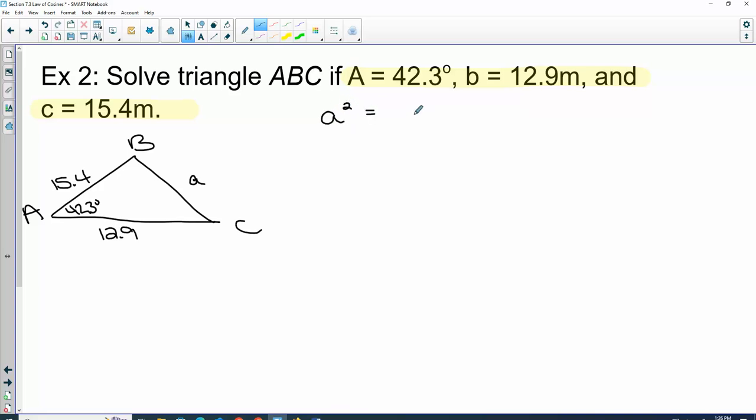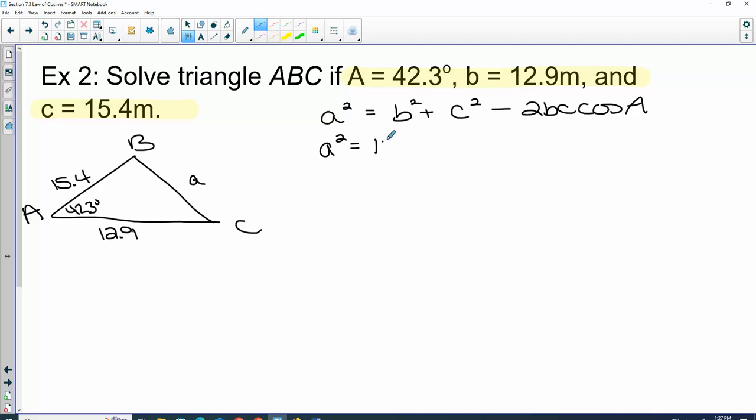There's 3 of them, just depending on which side you want. That's basically the side you need equals the other 2 squared minus 2 times those sides times the cosine of your angle. And like I've mentioned, you're not memorizing any of these formulas. They're always given.